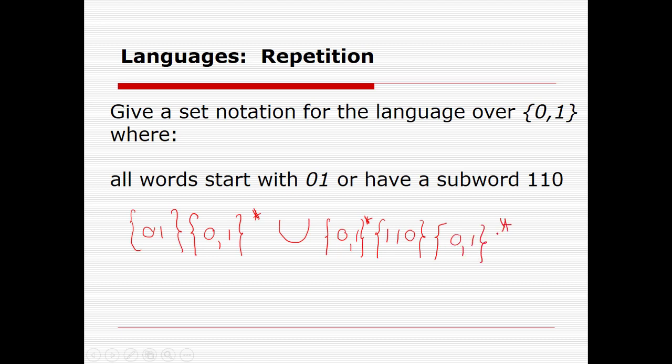So the complete prescription would be start with 0, 1 and take 0 and 1s as many times as you like, or have the thing 1, 1, 0 in the middle. So or means united with the set representing 1, 1, 0 in the middle, something in front and something in the end, and we don't care what it is.